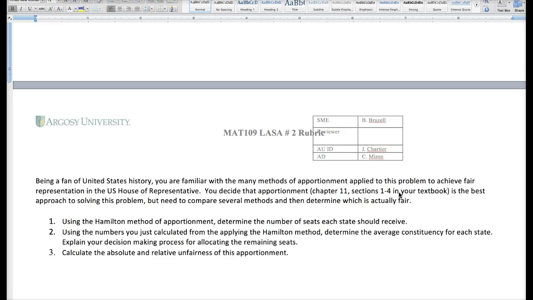Now, with that being said, I'm going to go ahead and pull up the Excel document here and kind of go through this process of what Hamilton's method is about, and then show you how this whole thing of calculating the absolute and relative unfairness, as well as the average constituency, how that all comes into play.